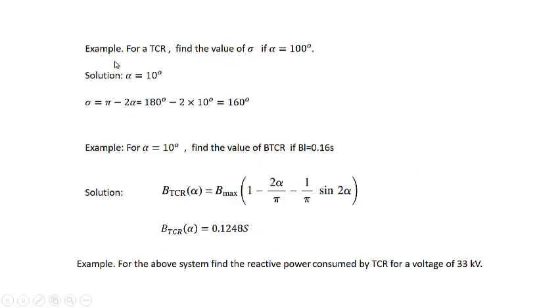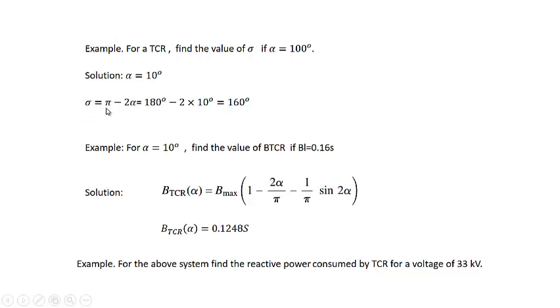Now next example, for a TCR, find the value of sigma if alpha is equal to 100 degrees. You need to be very careful about this. Here it is not given whether alpha is with respect to origin or with respect to peak. Since alpha is given as 100 degrees, and we know that if it were given with respect to peak, alpha ranges from 0 to 90 degrees, it means it is given with respect to the origin. That means with respect to peak, alpha will be equal to 10 degrees.